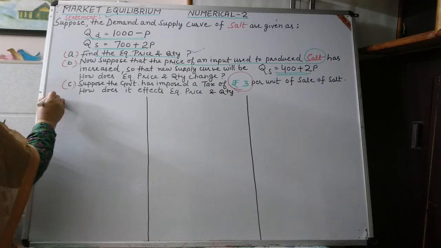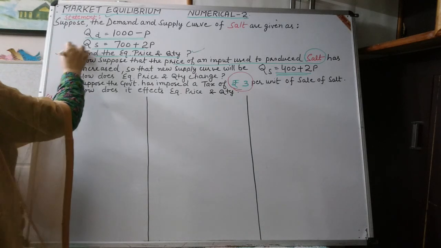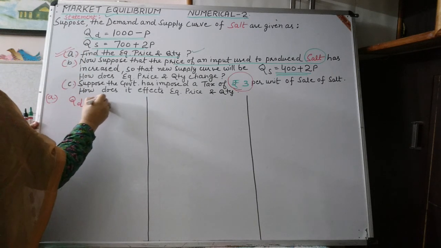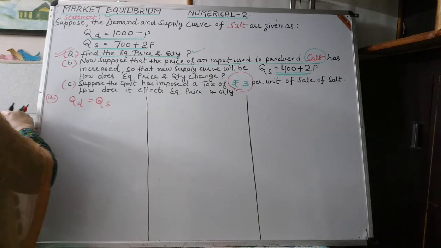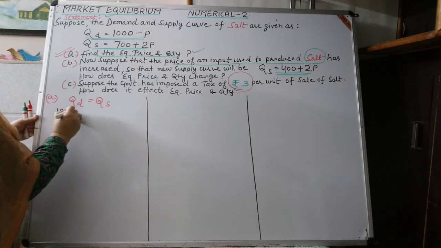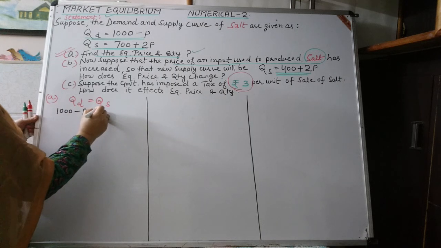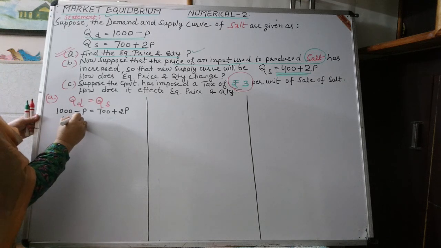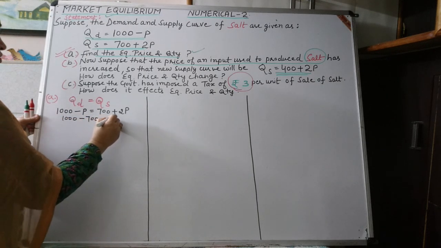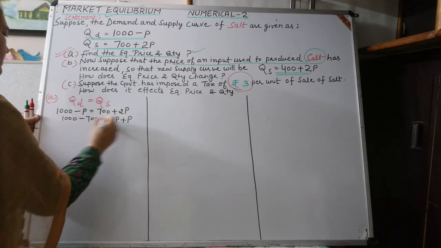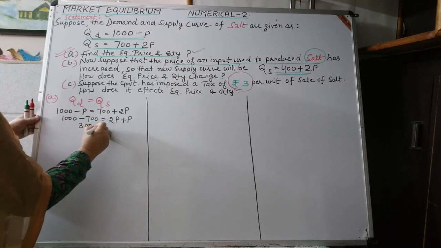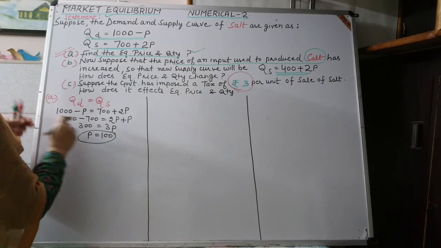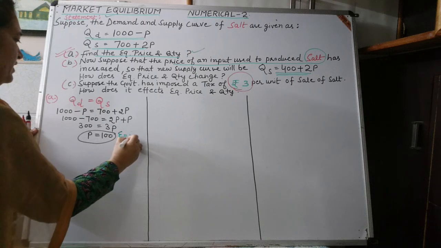So let us solve number 1 first. We know that quantity demanded is equal to quantity supplied. Let us put the values. 1000 minus P is equal to 700 plus 2P, or 1000 minus 700 is equal to 2P plus P, or 300 is equal to 3P, or the value of P is equal to 100. This is the equilibrium price.